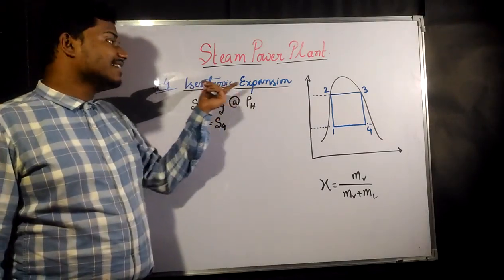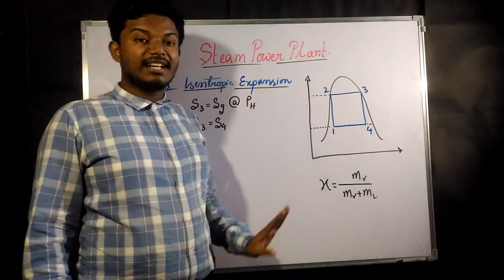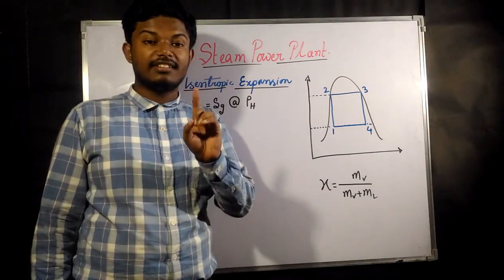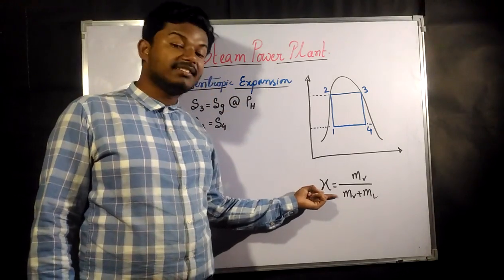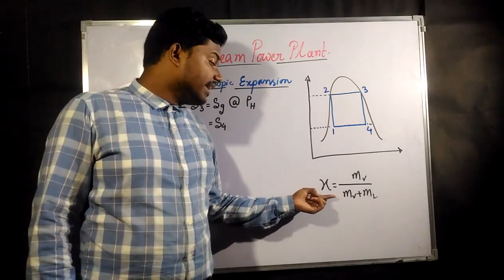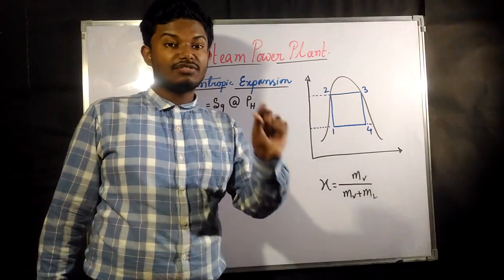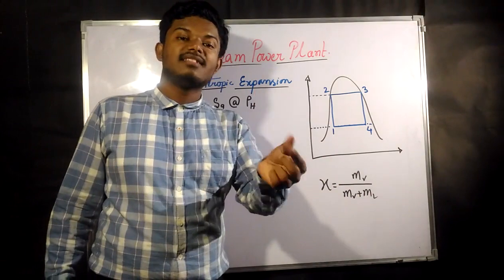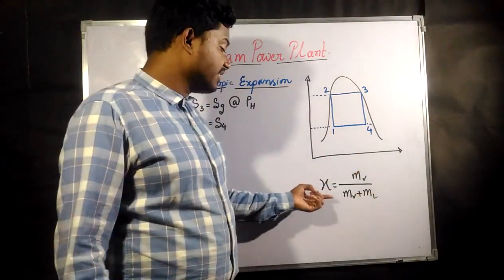Now we are going to the process 3 to 4. 3 to 4 is what? Isentropic expansion. Now to understand this, there is a concept of dryness fraction. So what does it mean? It is represented by X, and it is nothing but the ratio of the mass of the vapor to the mass of the vapor plus the mass of the liquid. This ratio is defined as the dryness fraction.